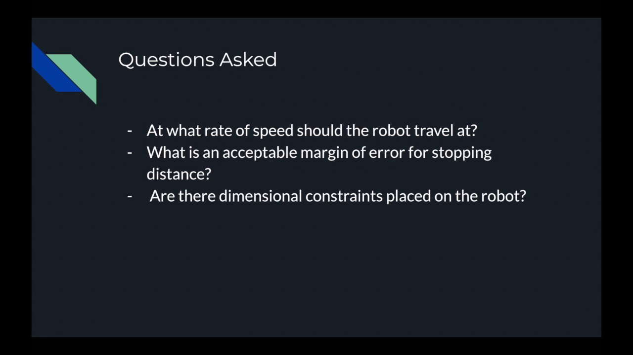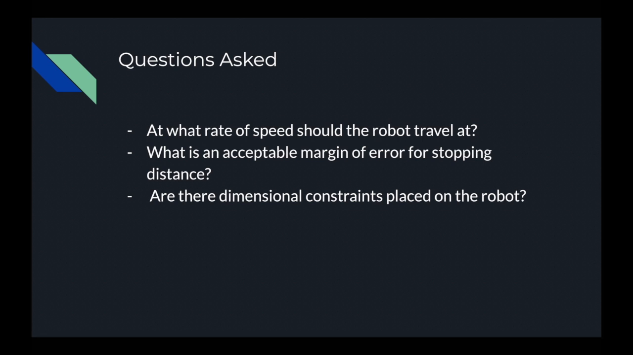After reviewing the design description given by Team 19, Team 20 found 3 essential questions to the build of the robot. The first being, at what rate should the robot travel? To which we received the answer of 2 inches per second.